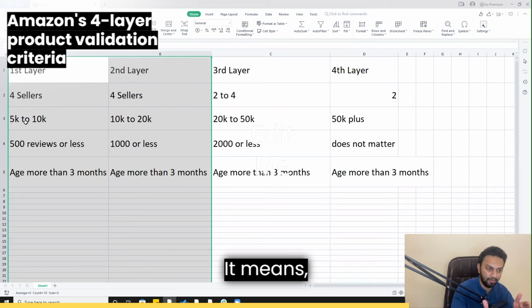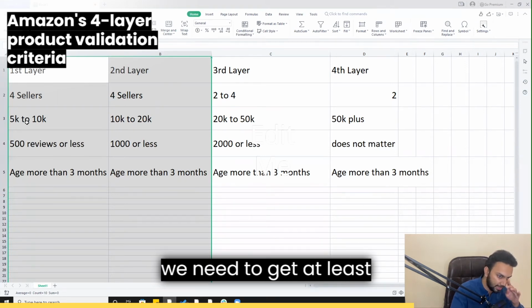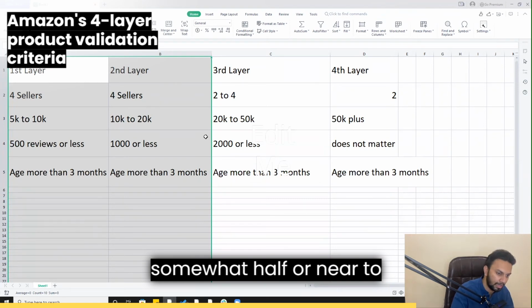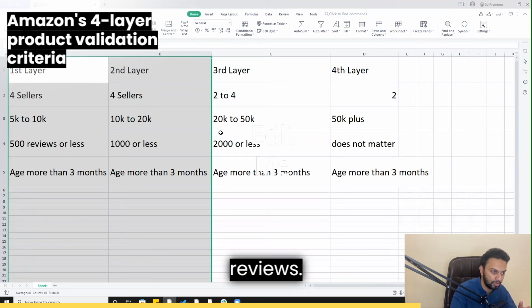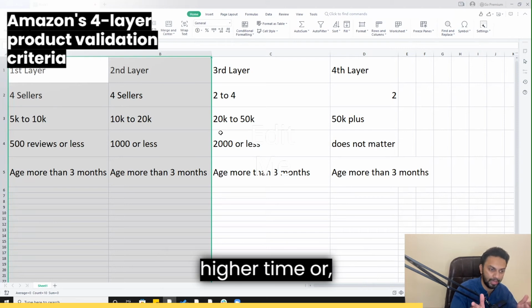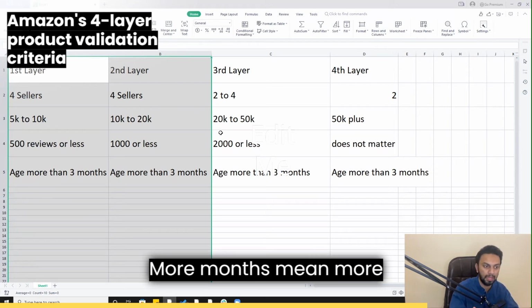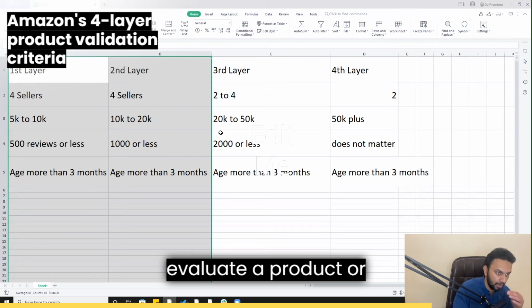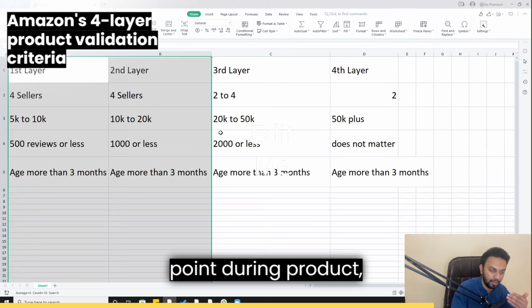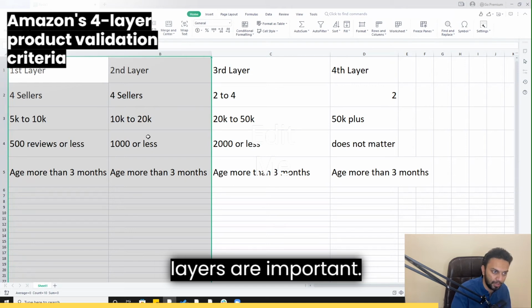It means if we plan to get stable in this niche, we need to get at least half or near to the third layer reviews. I mean, near to 2,000 reviews. It will require more time and more months for me to get stable. More months mean more budget and delayed ROI. That's how one should evaluate a product, and keep this point in mind during product evaluation. So that's why the presence of these two layers is important when we evaluate a product.